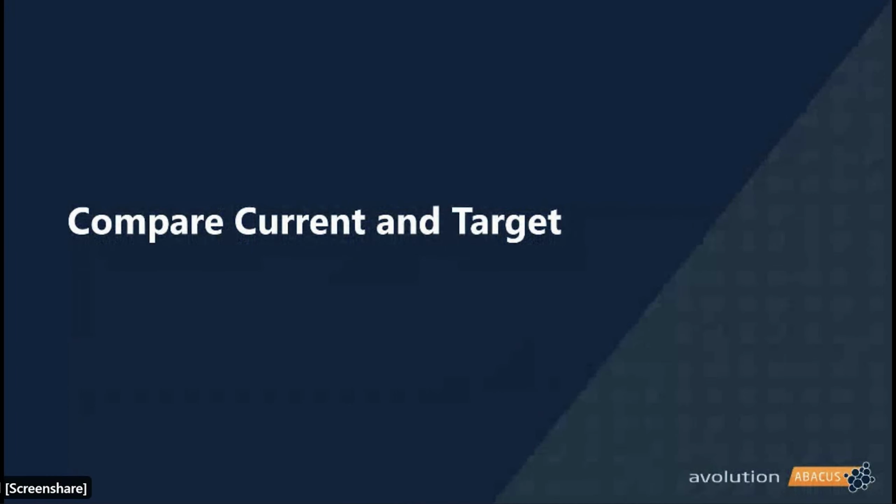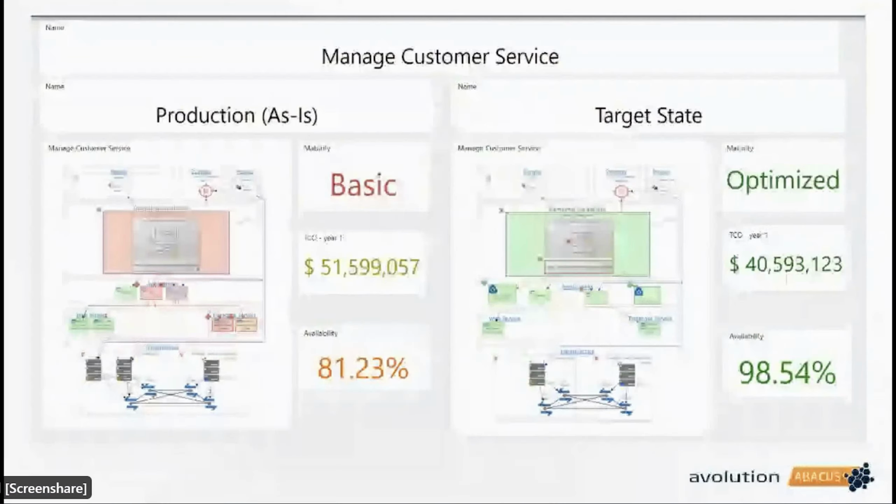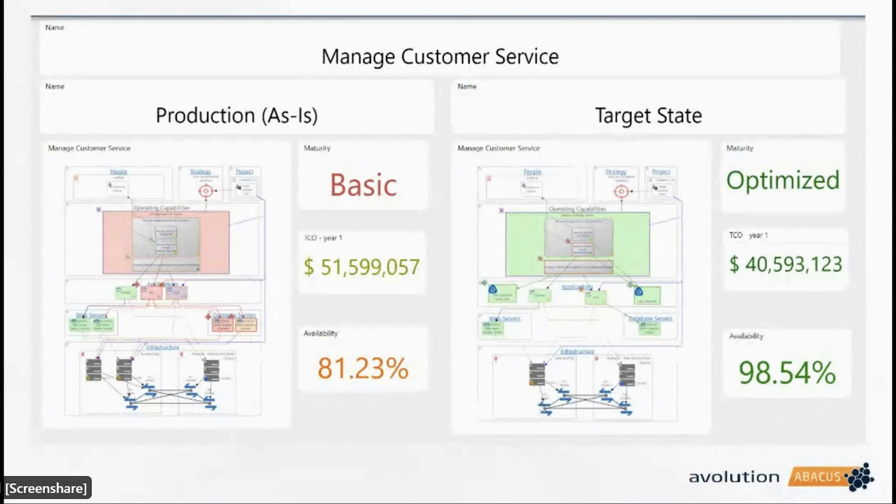The next step is to compare the current state to the target state. A report providing that comparison is shown here in a stakeholder accessible dashboard. In the dashboard, key measures such as cost and availability are prominently reported for comparison, as is the expected improvement in the capability maturity. Thus, the value proposition of the target state is clear.